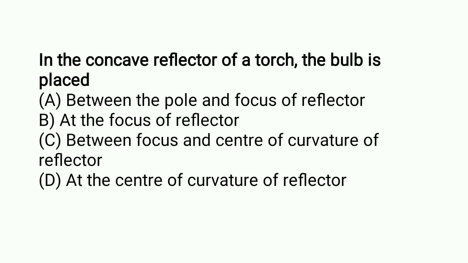Next question. In the concave reflector of a torch, the bulb is placed. Option A, between the pole and the focus of a reflector. Option B, at the focus of the reflector. Option C, between the focus and the center of the reflector. Option D, at the center of curvature of the reflector. So here, in the concave reflector torch, the bulb should be kept at the focus of the reflector.